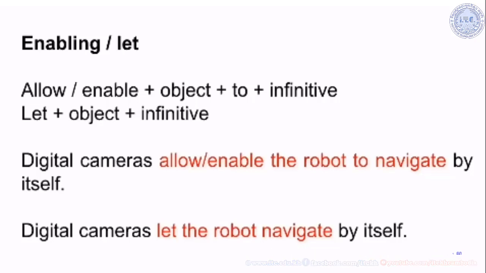If you want to use let, for example, digital cameras let the robot navigate by itself. In this second example of the combined sentence, we don't use to, because the form is let plus object plus infinitive. So we have to say digital cameras let the robot navigate by itself.